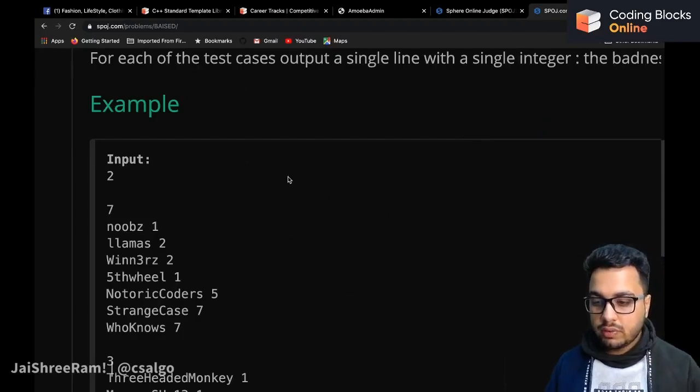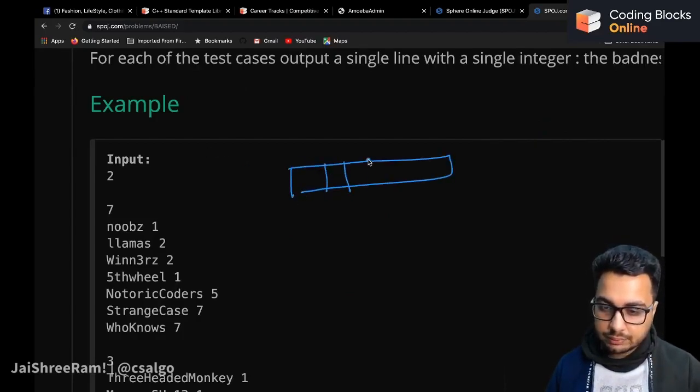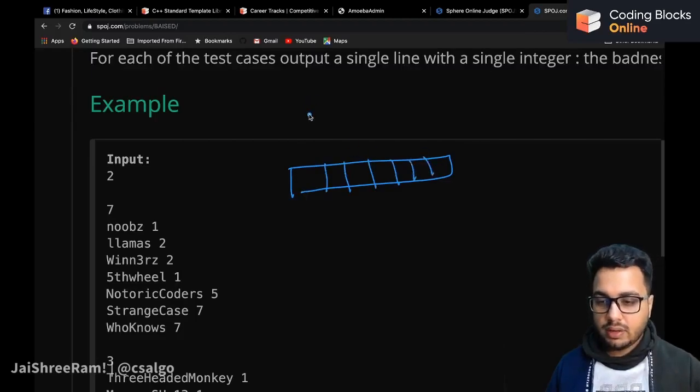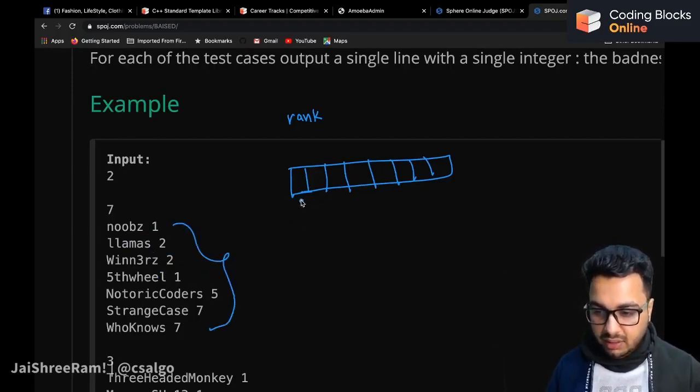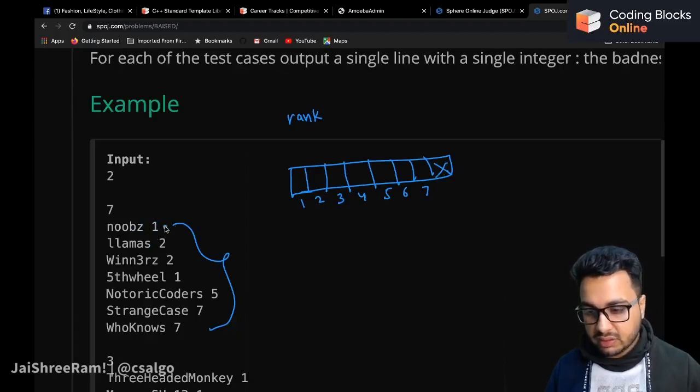So what we will do in counting sort is, we will have an array, and we will put these into buckets. So we have buckets from 1 2 3 4 5 6 7. Initially the count of each bucket is going to be 0.